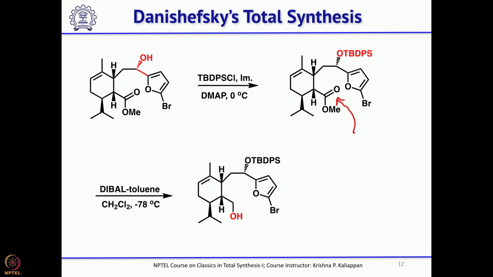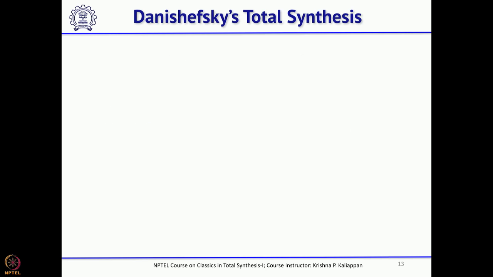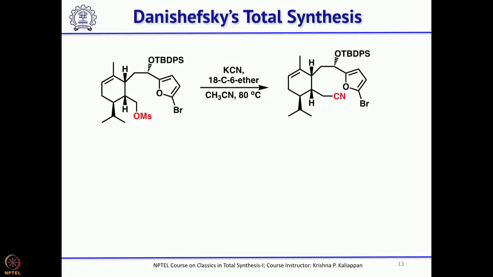Now the primary alcohol can be homologated through mesylation. So first you mesylate the primary alcohol to get the mesylated compound. This upon treatment with potassium cyanide, okay, this is a good leaving group, mesylate. So now if you treat with potassium cyanide in the presence of 18-crown-6 ether, you get the corresponding cyanide, CH2CN.